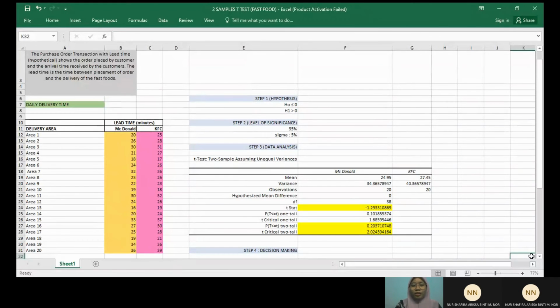The steps to do the two-sample hypothesis t-test: step one, hypothesis. H0 must be lower or equal to 0. Meanwhile, H1 must be bigger than 0. Okay, for step 2, level of significance is 95% and sigma is 5%. Even though the question did not mention the level of significance percentage, it is 95% and the sigma is 5%, which is 0.05.